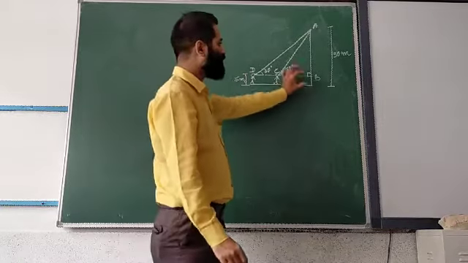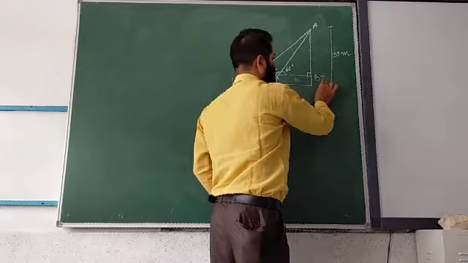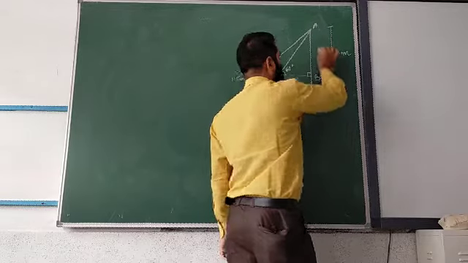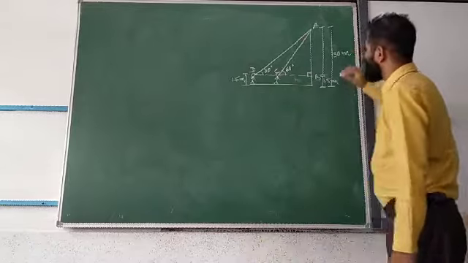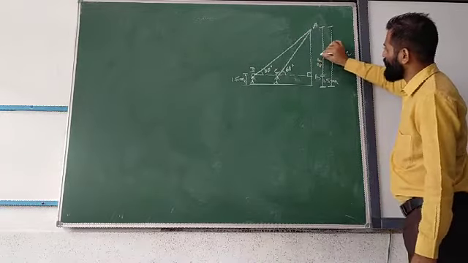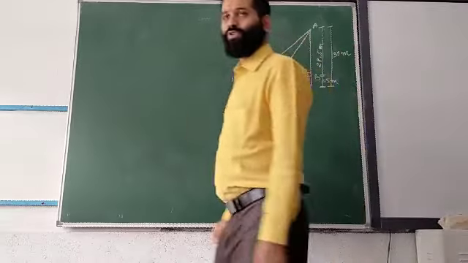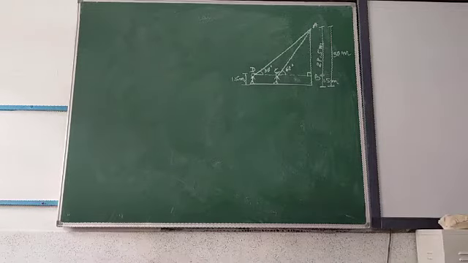You don't want this. So we know that this is how much? 1.5. So this will be 30 minus 1.5, and that is 28.5 meter. Am I clear? So you have to construct the diagram first, and once it is correct, then your answer will be correct.